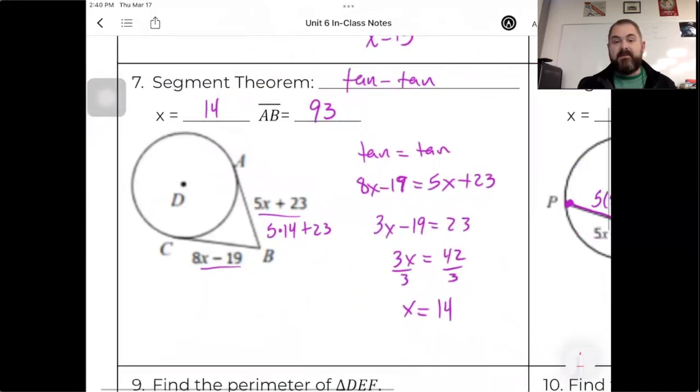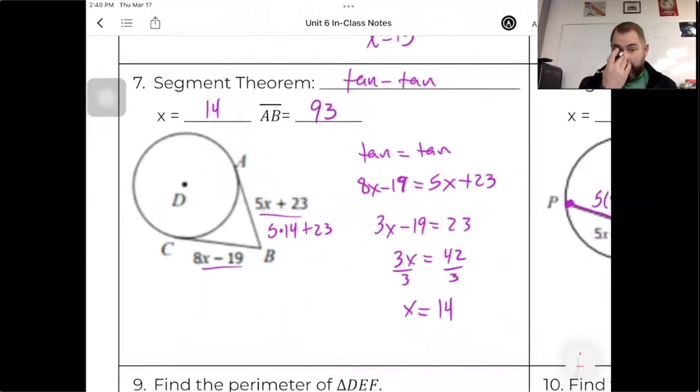All right, number 7. This is a tangent again. So part equals part, or tangent equals tangent. And so 8x minus 19 equals 5x plus 23. If you solve that, you should get x is 14. And when you plug back in for AB, that should be 93.